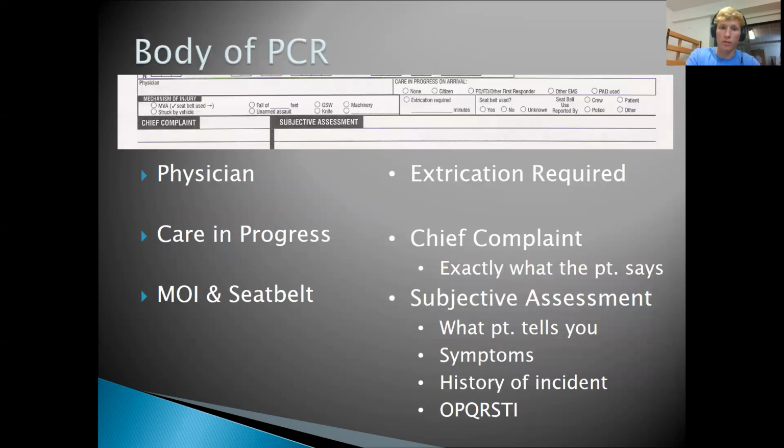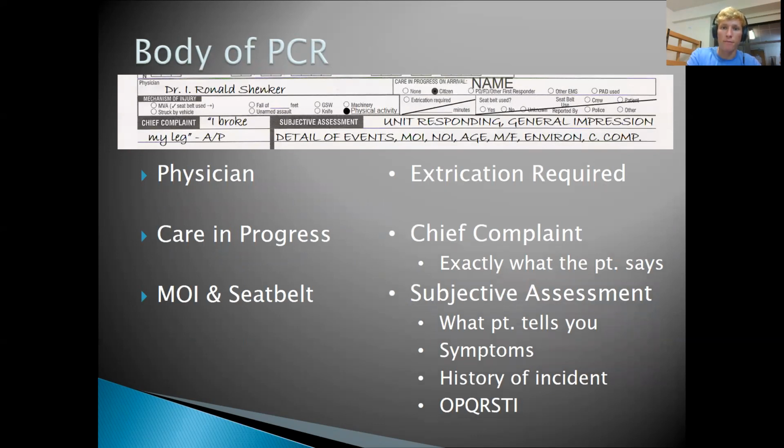The body of the PCR. We have our physician, Dr. Ronald Feinstein. We have care in progress. I just put a citizen, bubble that in for an example, but put the name of the citizen. That's very important for legal reasons, just so you have an actual name of who is giving care to your patient. Physical activity. This is a mechanism of injury example, which I would say causes a lot of midshipmen to call the ambulance. So you write the complaint, usually as per patient.